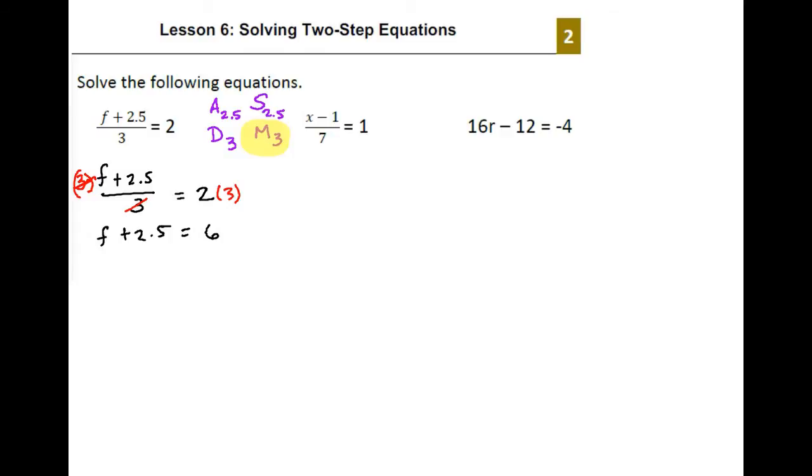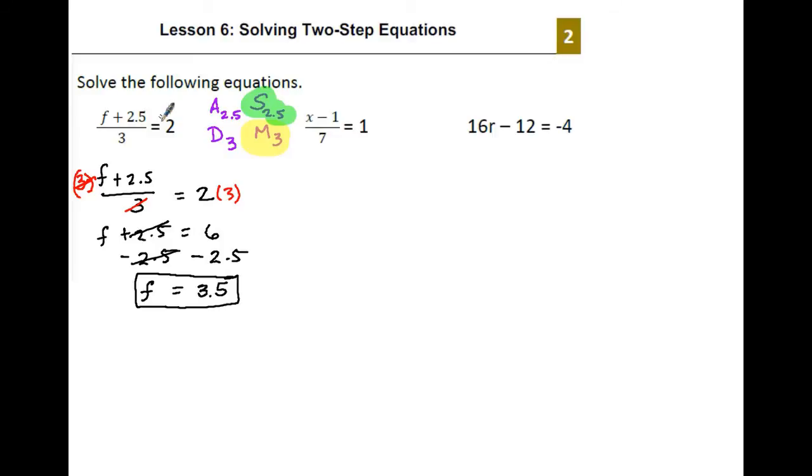Our next operation would be to subtract 2.5. If I subtract 2.5, I will isolate and have f by itself. So I'll go ahead and subtract 2.5. That will cancel, and I have f equal to 6 minus 2.5. 6 minus 2.5 will give us 3.5. And that would be our answer. And you can verify this, plug it back into the equation, and then make sure that it equals 2.